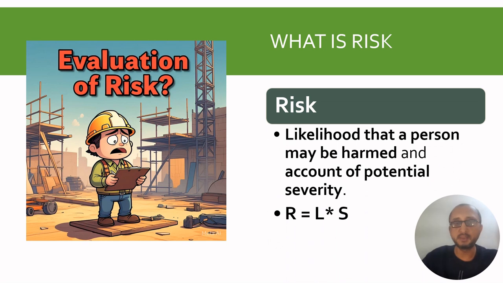Let's define risk. What is risk? Likelihood that a person may be harmed, taking account of the potential severity, or simply saying, the probability that the harm will occur. The risk is basically the property of a hazard, a combination of two factors emerging from the hazard: likelihood and consequences. Likelihood is the probability or the chances that the hazard will trigger and cause us injury or loss. The severity or consequences are the outcome or amount of the damage or loss that we will have to bear, and we represent the risk with R.